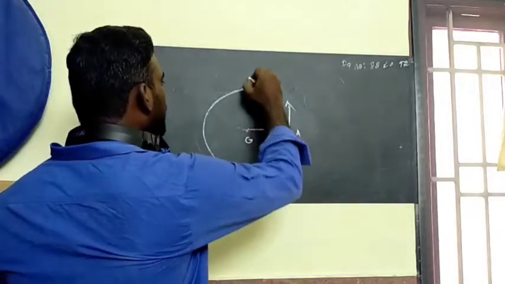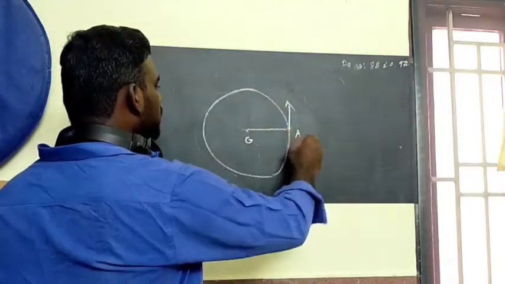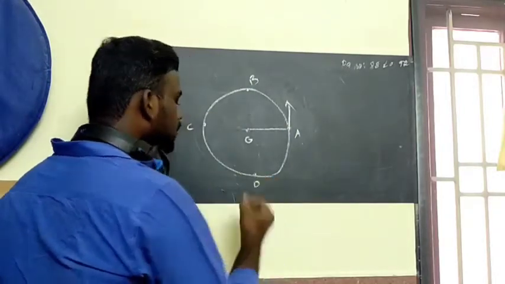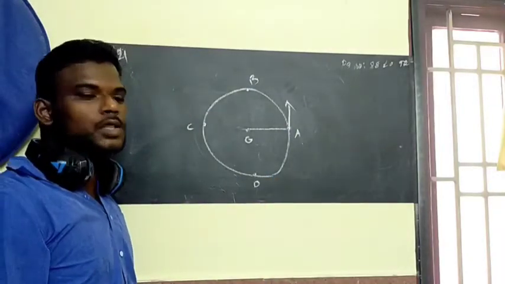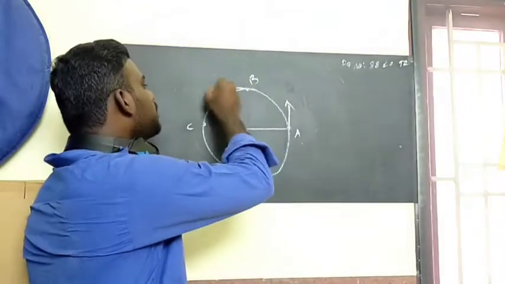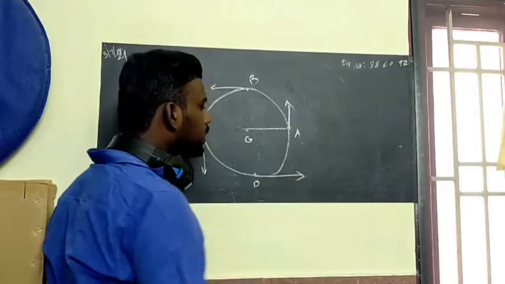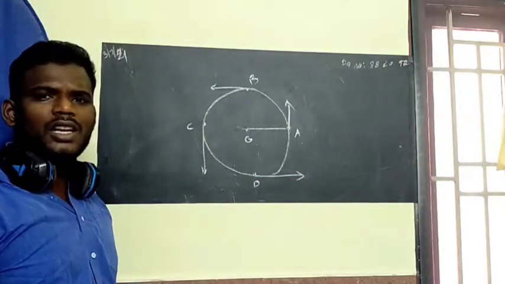So which means I can choose different points in the circle. This is A, and this is B, and this is C, and this is D. So if you want to know the direction of velocity at different points, this will be the direction of velocity, and this will be the direction of velocity, and this will be the direction of velocity. Is that clear?